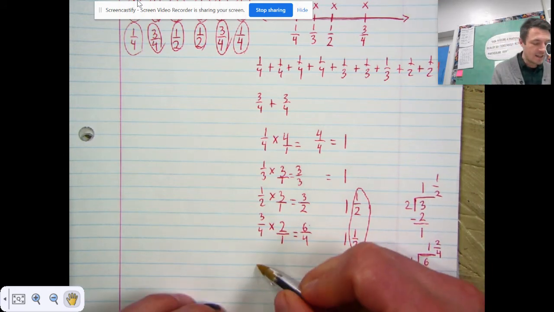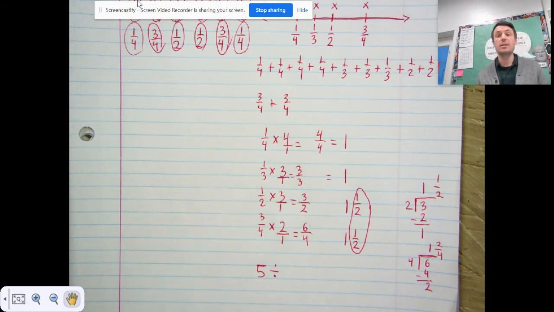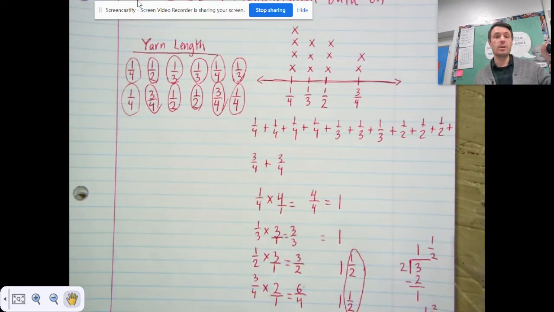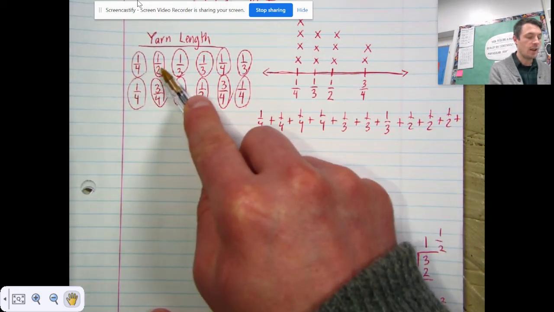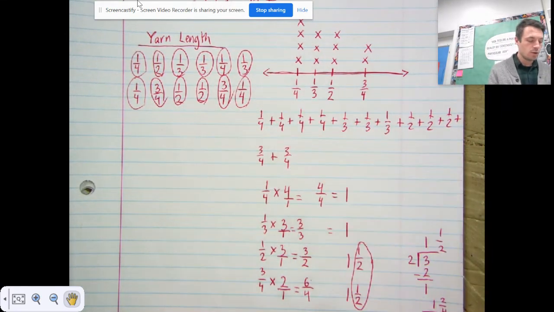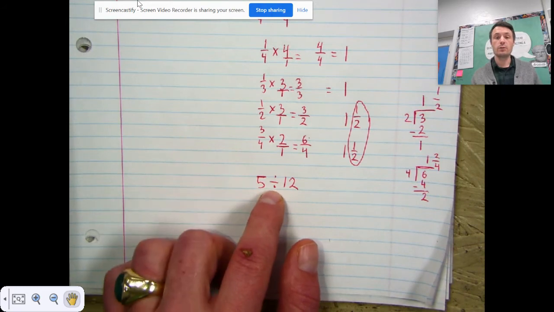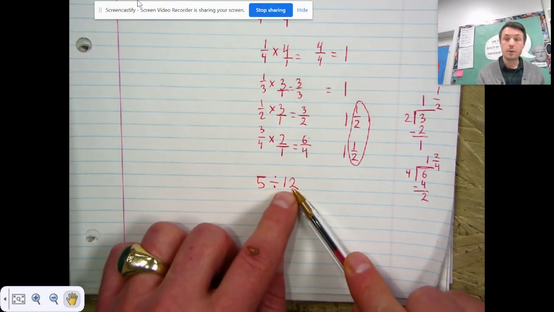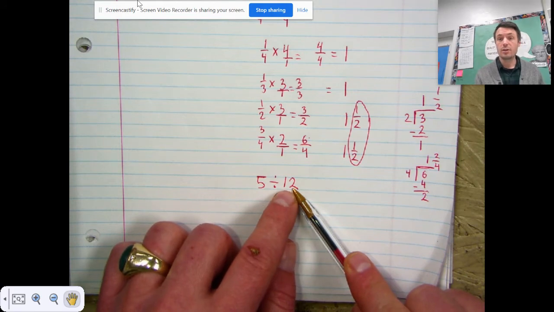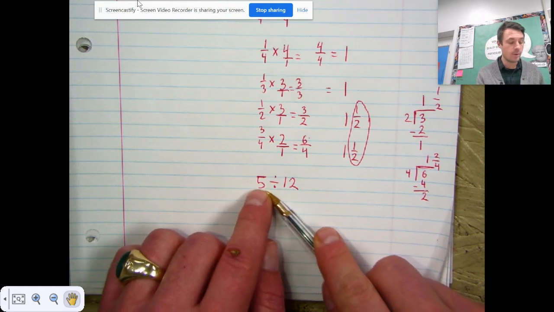Now we divide 5 by the total number of pieces of yarn. And the total number of pieces of yarn are 1, 2, 3, 4, 5, 6, 7, 8, 9, 10, 11, 12. So 5 divided by 12. Now that means we have to divide a smaller number by a bigger number. And that's kind of hard to do, but we can divide a smaller number by a larger number.